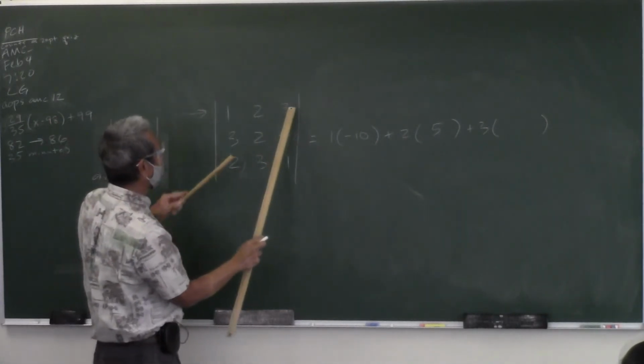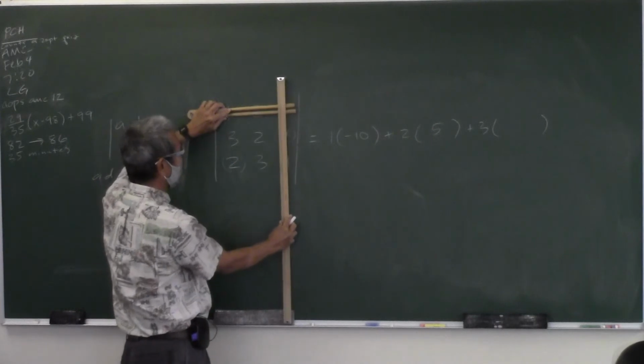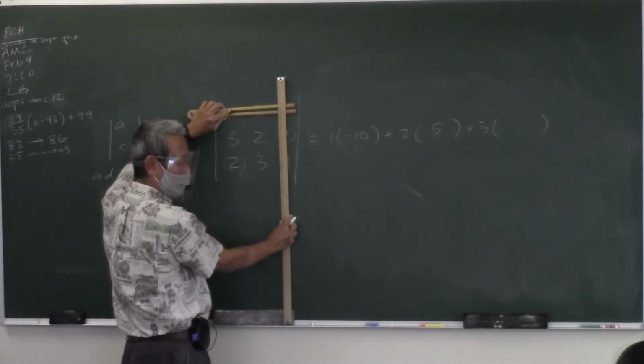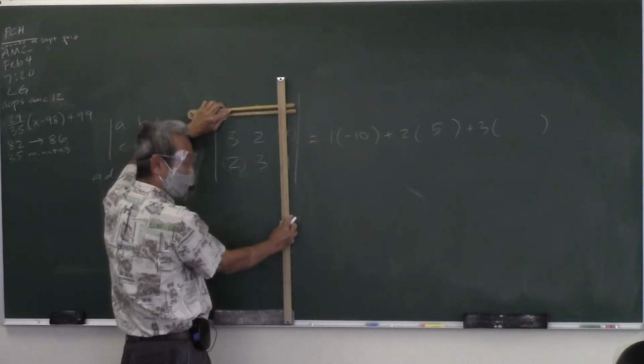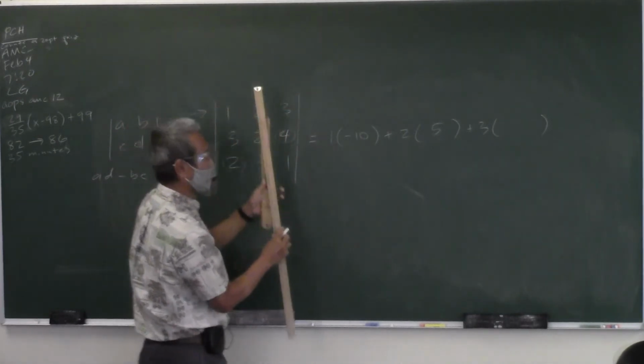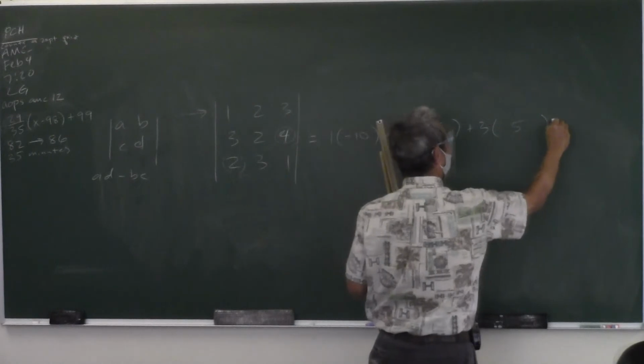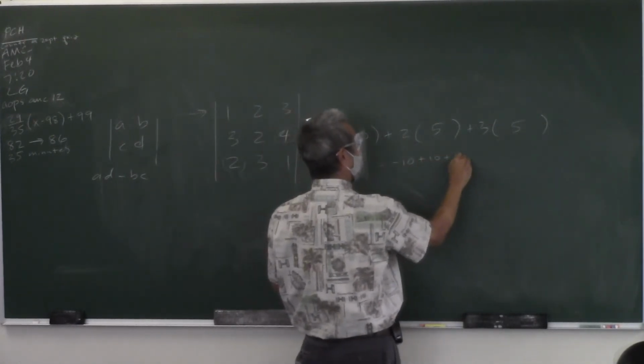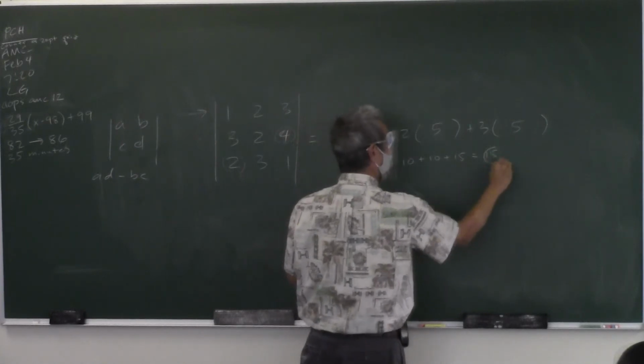And then what is the minor of this? Cross out the row and column. 9 minus 4. 5. Multiply that by 1 or negative 1? 1. So 5 times 1. 5. Add them up. Okay, let's do it right here. Negative 10 plus 10 plus 15. 15, there you go. That's the determinant.